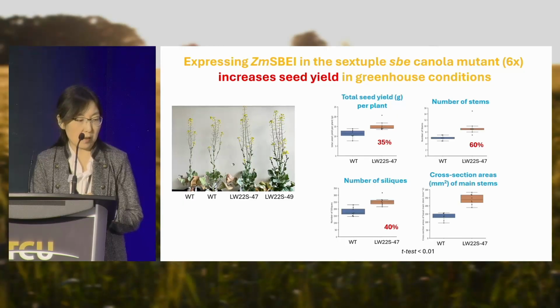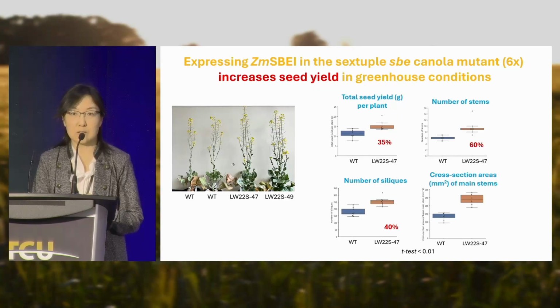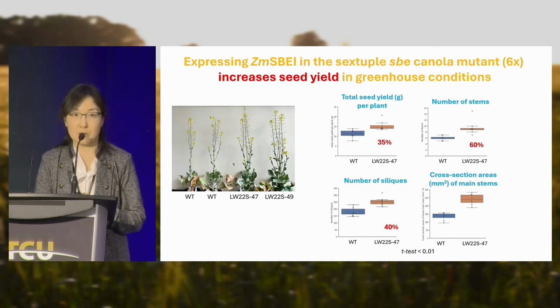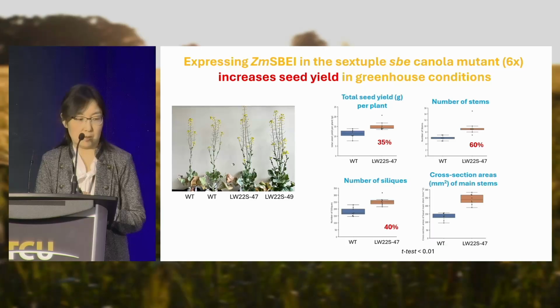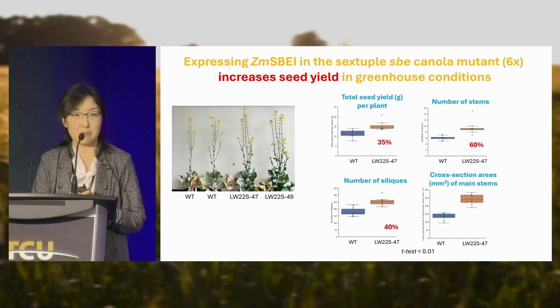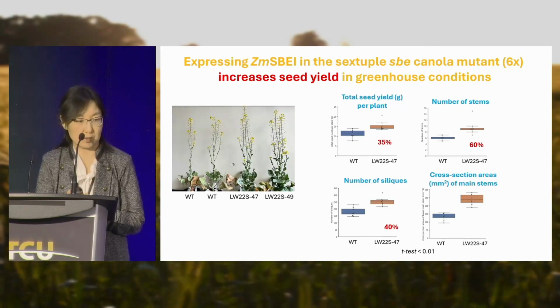silique number by 40%. There is also a notable trait, which is a thick stem. This trait has been observed in the sectable mutant, and this trait was also kept in this transgenic mutant. So it might confer a potential advantage for drought and heat tolerance.